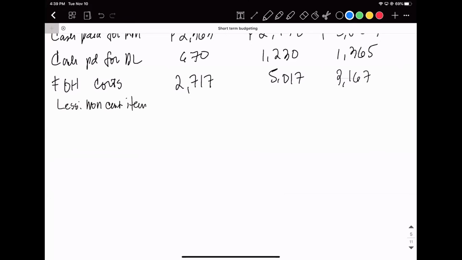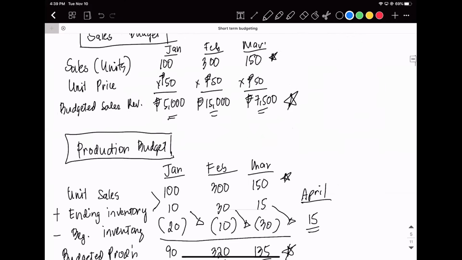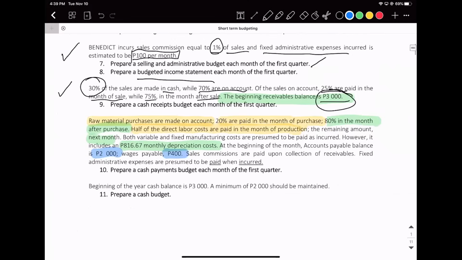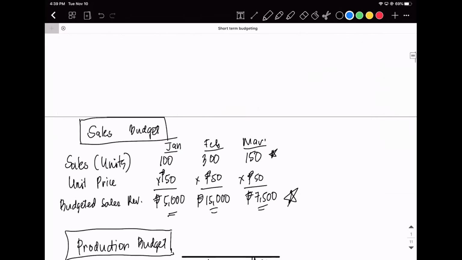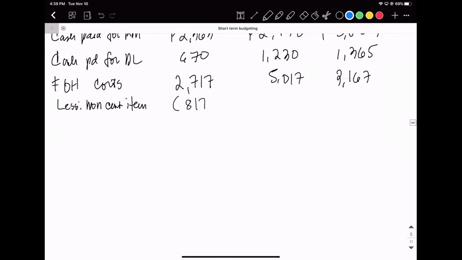Ibawas natin. So, magkano yung depreciation expense? Parang butal yun. 816 something, no? 816.66. Ayan, 816.67. So, round off natin, 817, no? So, 817. Pag ni-round off natin dito, 817. So, less 817, less 817, less 817. Ayan. Okay, next. Dire-diretso na.